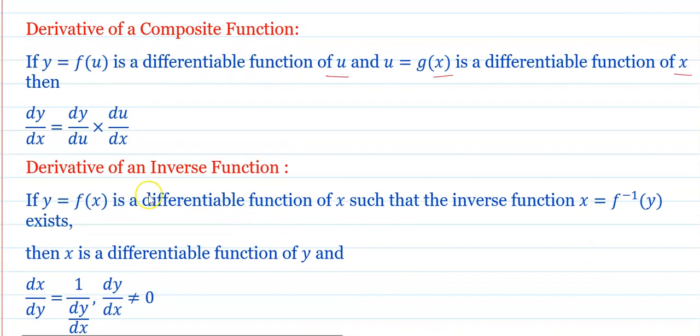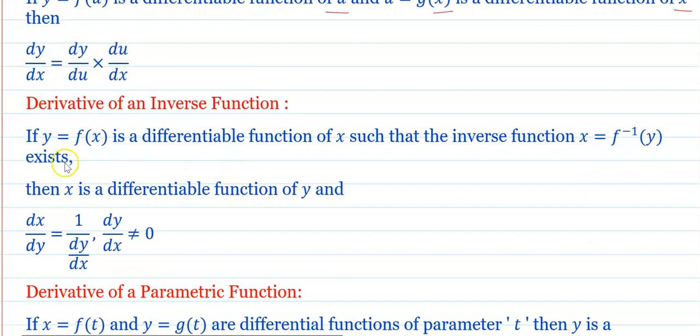Now the next, derivative of an inverse function. y is equal to f of x is a differentiable function of x such that the inverse function x is equal to f inverse of y exists. Then x is a differentiable function of y and dx upon dy is equal to 1 upon dy by dx, where dy by dx is not equal to 0.